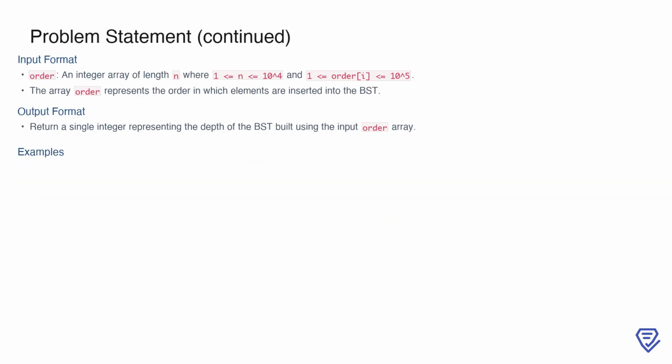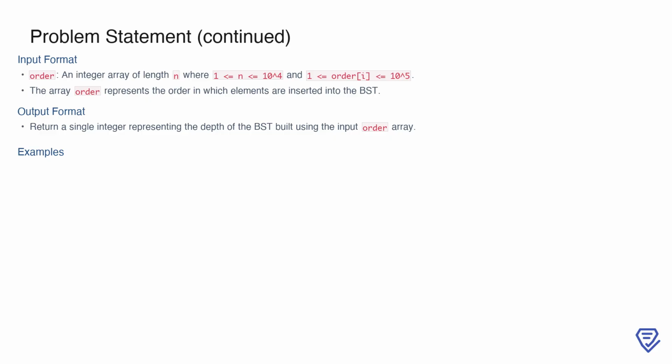The input to the problem is an integer array called order. This array has a length n, where n can range from 1 to 10,000. Each value in the array is guaranteed to be unique and lies between 1 and 100,000. The order of the elements in this array determines the sequence of inserts into the BST. The output is a single integer, which represents the depth of the BST that results from this insertion process.